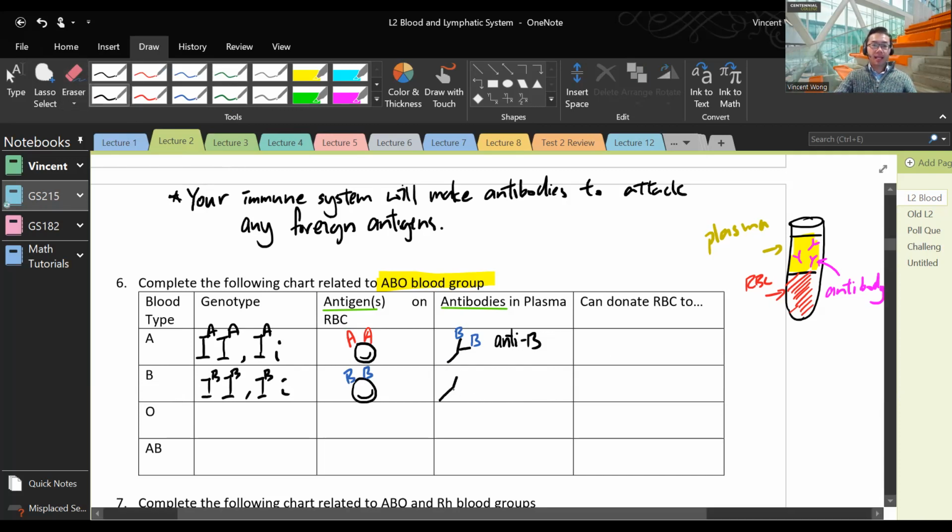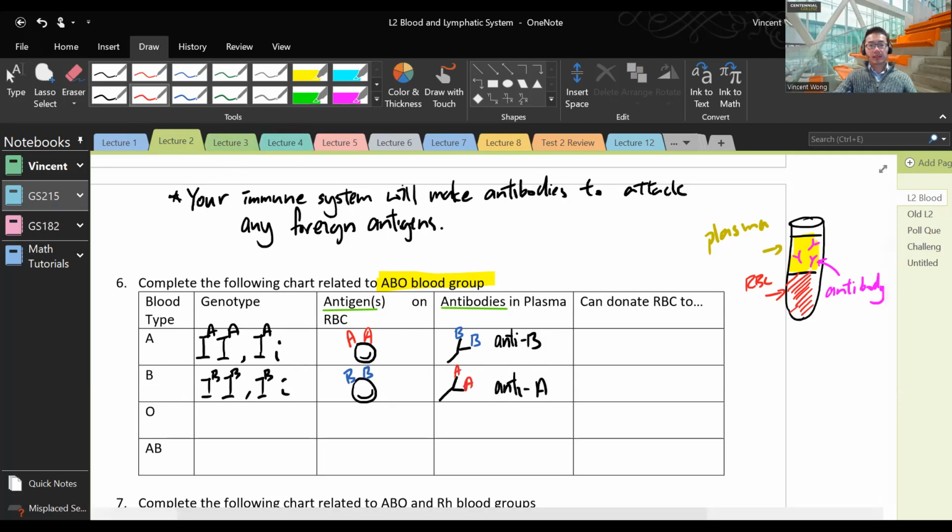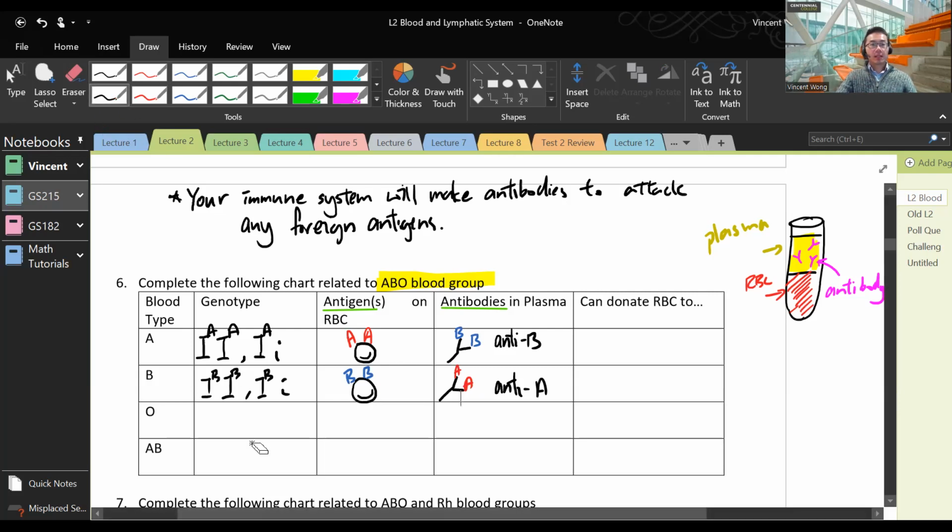Yeah, you will make anti-A antibody, right? Anti-A. Okay. Type O. The genotype for type O is little i, little i. The absence of A and B. So there's nothing there. And you will make antibodies for both A and B. Anti-A and anti-B, right?